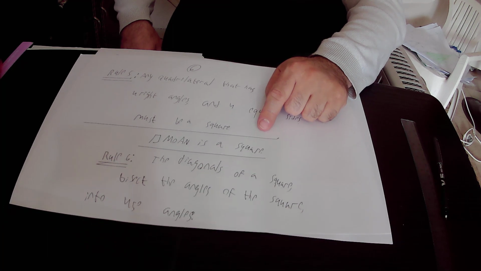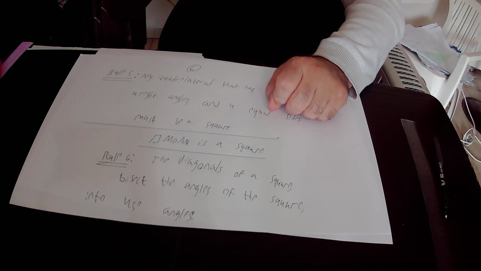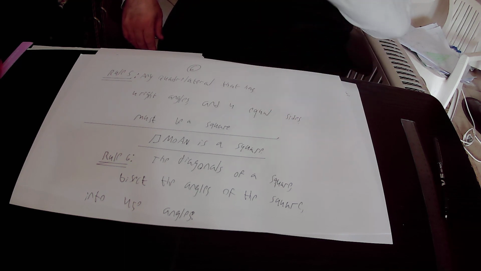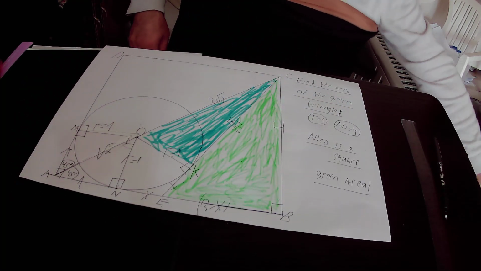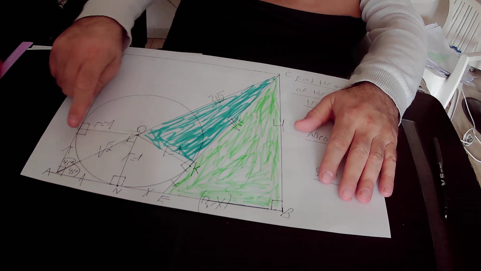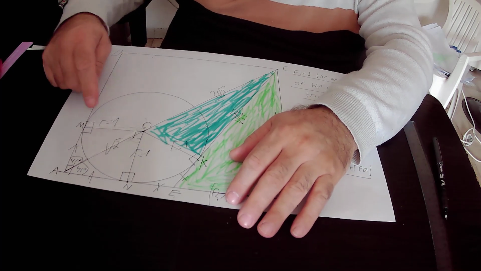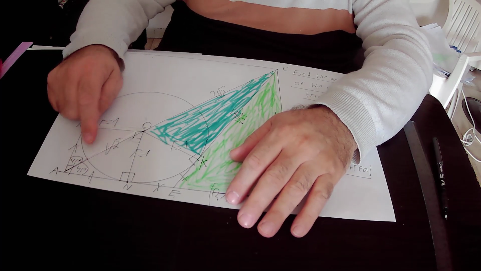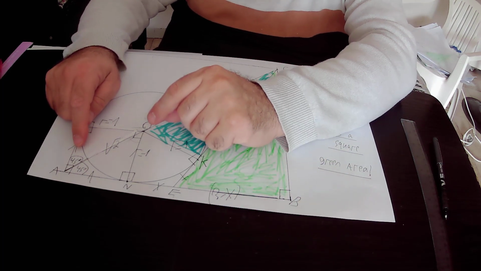And we also have rule number 6. According to rule number 6, the diagonals of a square bisect the angles of the square into 45 degree angles. So the diagonal OA in square MOAN bisects its angles into 45 degree angles. So if you relate to this angle, the diagonal OA bisects this angle into 2 angles of 45 degrees.